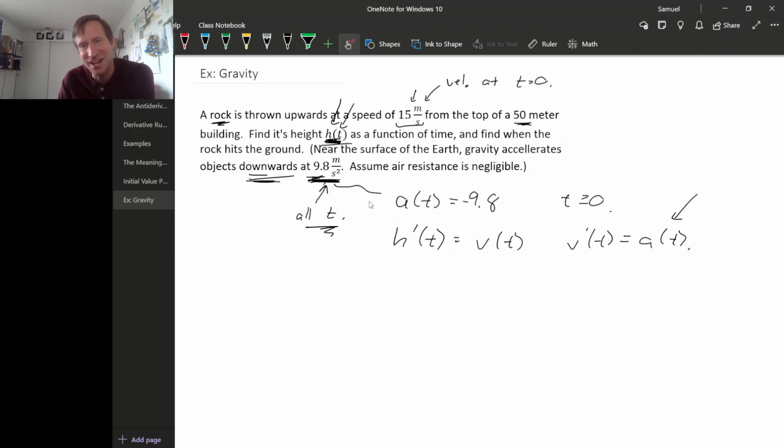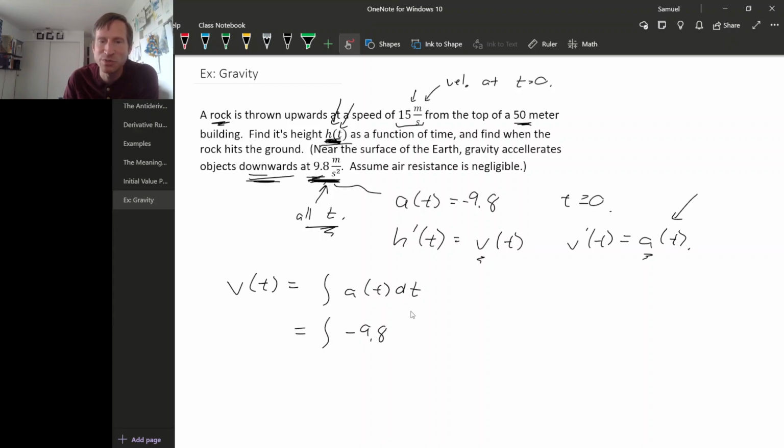Well, if derivatives take us forward, it's antiderivatives that take us backwards. To find the velocity function, since we know acceleration, first we'll have to find velocity and then we can find the height function. Since acceleration is the derivative of velocity, velocity is the antiderivative of acceleration. And we know the acceleration function: it's negative 9.8 meters per second squared. I'm going to neglect units just because the units all work out. So what is the antiderivative of negative 9.8?